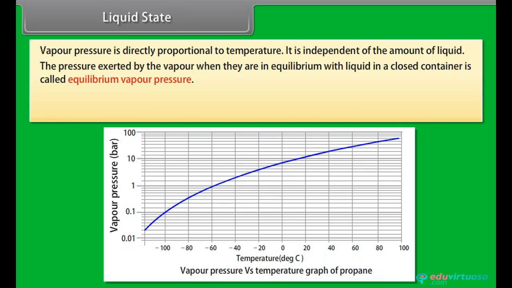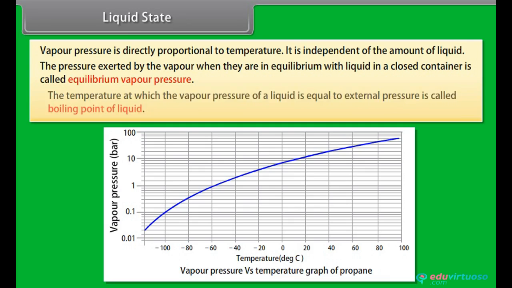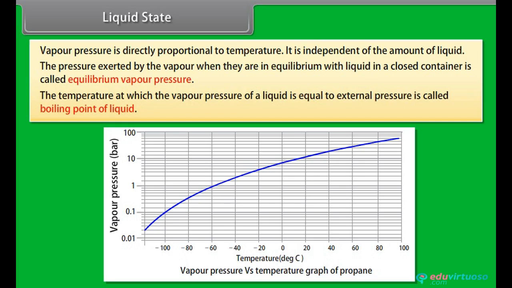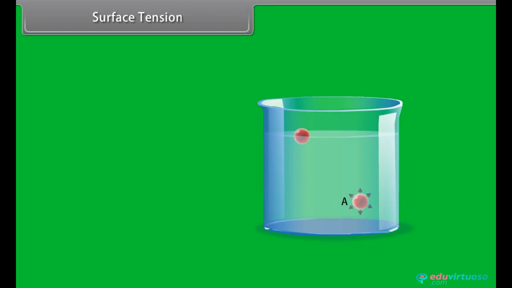The pressure exerted by the vapor when they are in equilibrium with liquid in a closed container is called equilibrium vapor pressure. The temperature at which the vapor pressure of a liquid is equal to external pressure is called boiling point of liquid. Surface tension. A molecule within the bulk of liquid is uniformly attracted in all directions by the neighboring molecules.